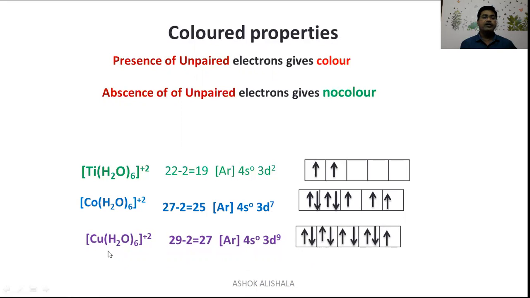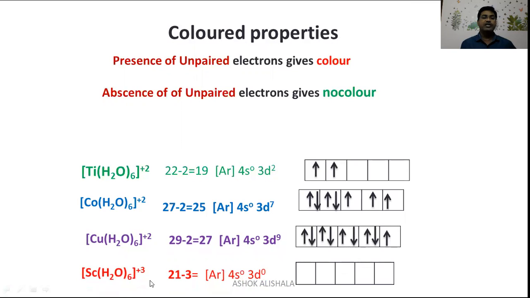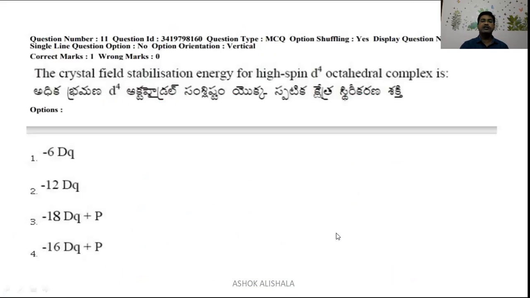If you take the copper complex, here it is +2 electron configuration. 9 electrons are there in the d orbital, so that 9 will be filled like this, and 1 will be an unpaired electron, that's why it is also colored. And the last one is the scandium complex, 21 minus 3, because 3 electrons are lost, 2 from the s orbital and the remaining electron from the d. That's why there is no electron, no unpaired electron, so this is going to be our answer. It is colorless. We find the answer like this.